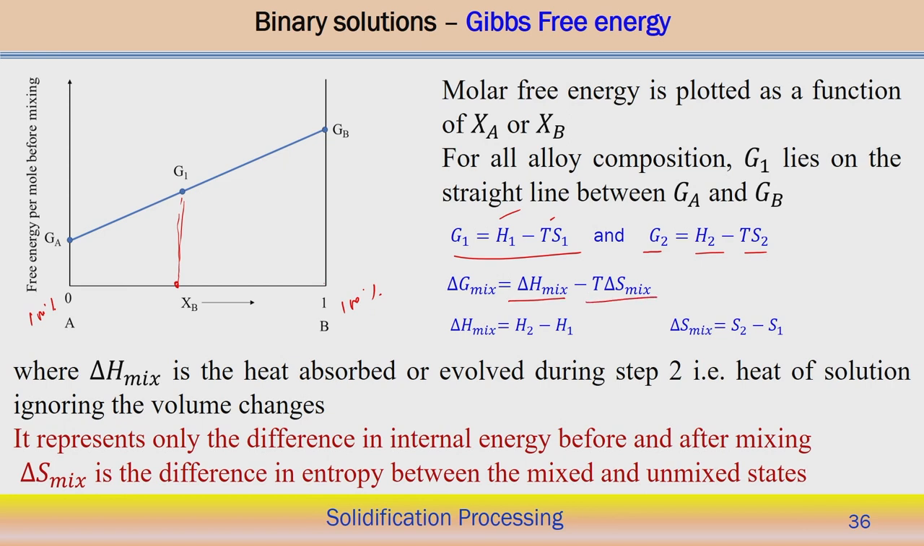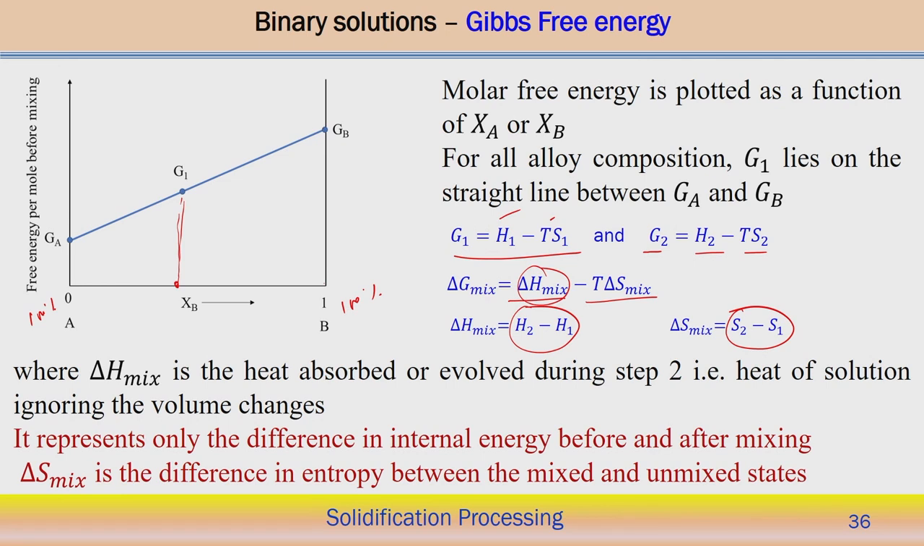Mixing happens at a particular temperature T. Where delta H mix equal to the difference between two different states, H2 minus H1, and delta S mix equal to S2 minus S1. So, delta H mix is the heat absorbed or evolved during step 2, the heat of the solution, ignoring the volume changes. If we ignore, there is no change in the volume. So, that is the representation of delta H mix, either heat absorbed or evolved once we mix the atoms A and B.